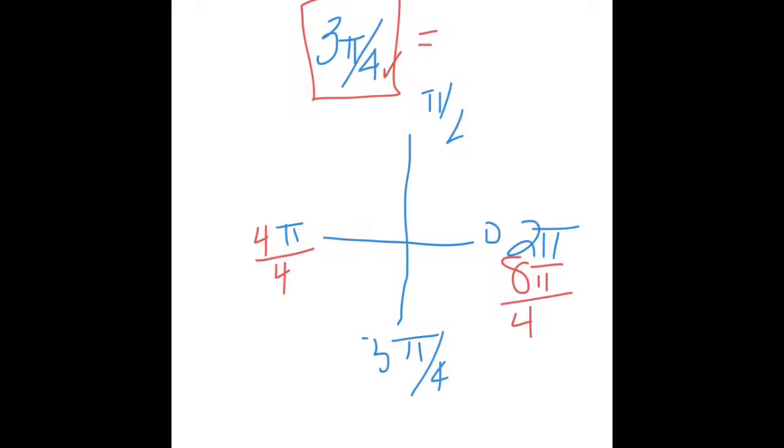So doing that, I can see that 3 pi over 4, and let me change this one as well, sorry, pi over 2 is the same thing as 2 pi over 4. So I know that 3 pi over 4 is going to be right here. Okay, and that's actually in quadrant 2. All right, let's try another example.